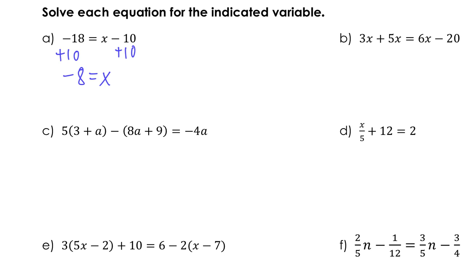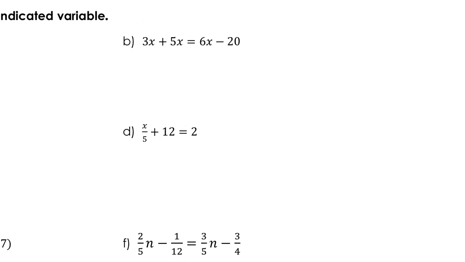I don't care how you give me your answer. You can have the x on the left or the x on the right. If you like, you can always switch the side so that it's x equals negative 8. But once again, that's more of like a preference thing. I like to do that a lot of times because I like my variable on the left. But if it doesn't bother you, then that's fine.